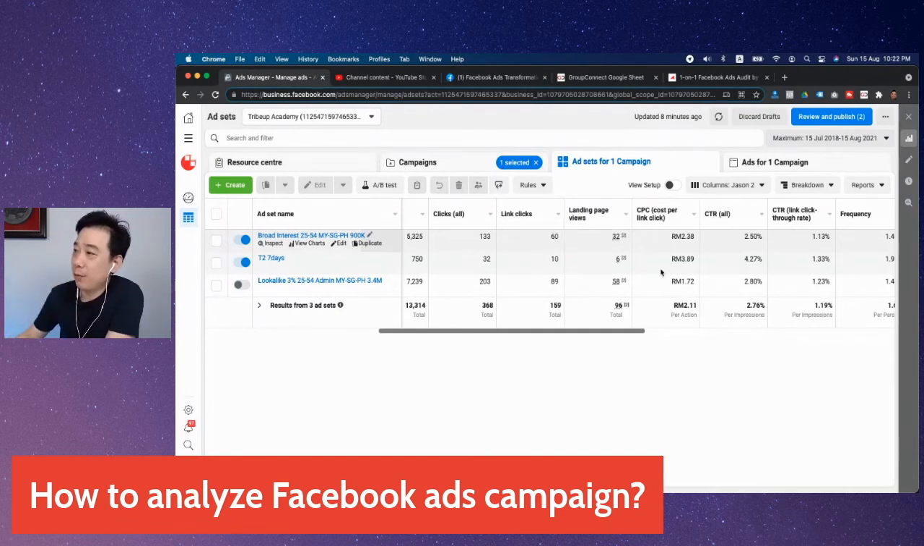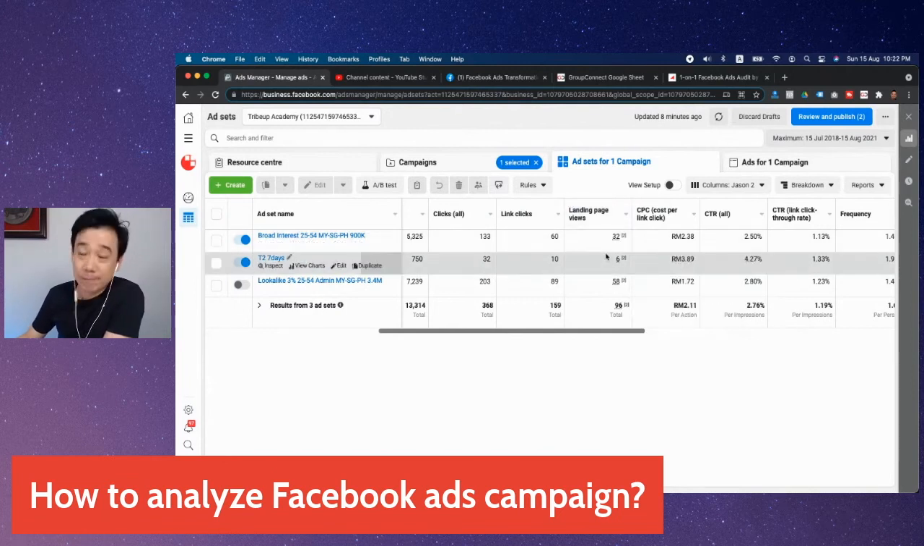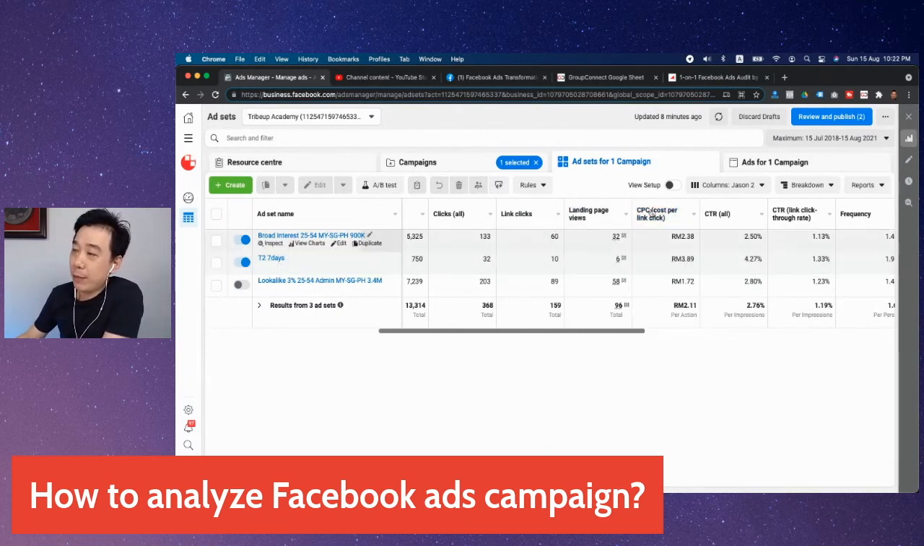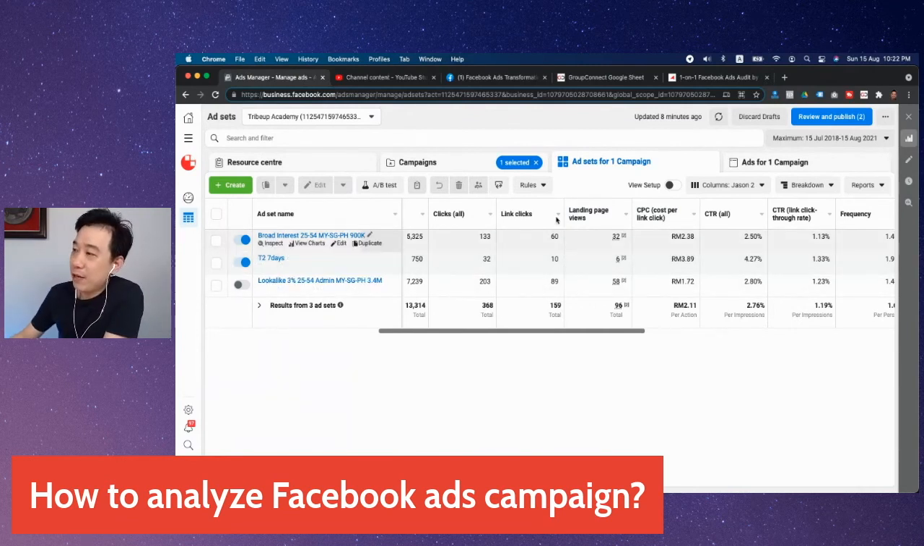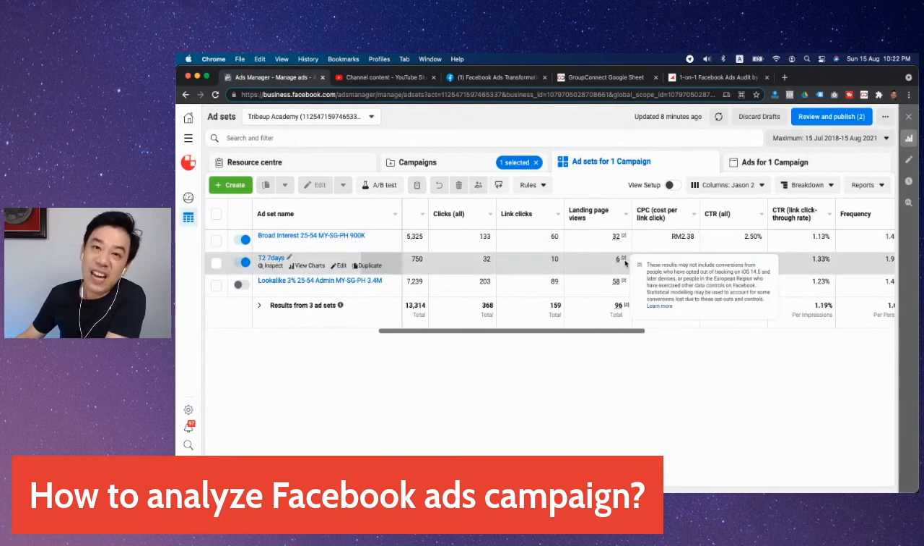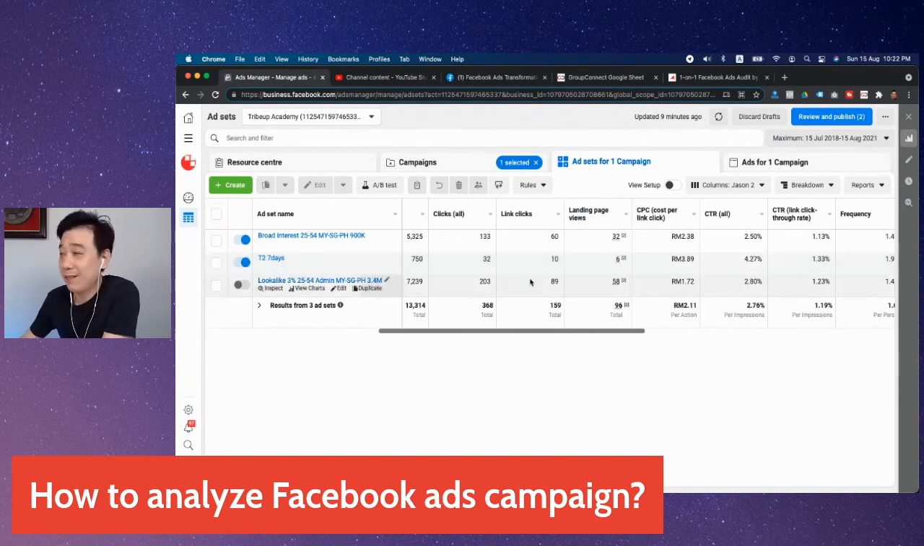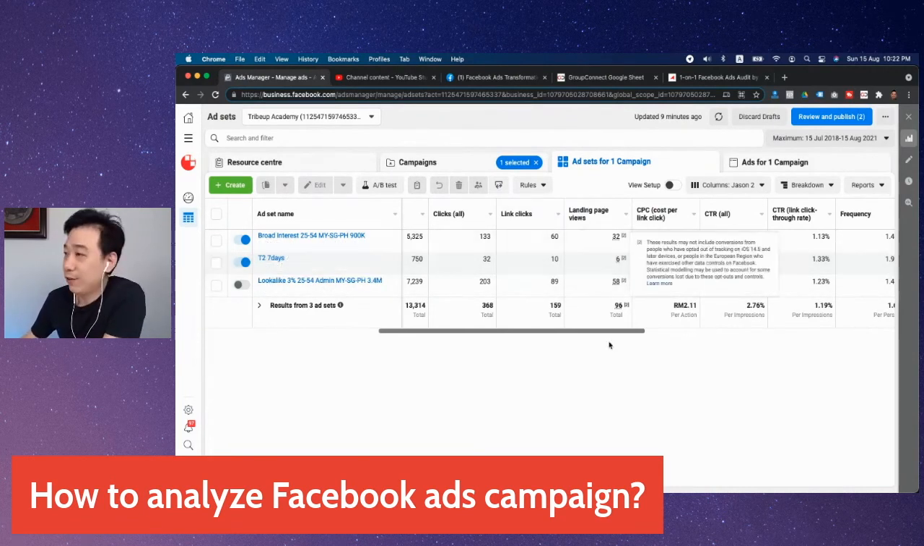Let's say our benchmark is usually about 50%. So for 60 clicks, if we have 32 land, this is healthy. If you have 10 clicks and 6 land, this is healthy. But if you have 60 clicks and only 10 land, then your website seriously has an issue. Agree or not? So that's where we look further, for example with 32 land.